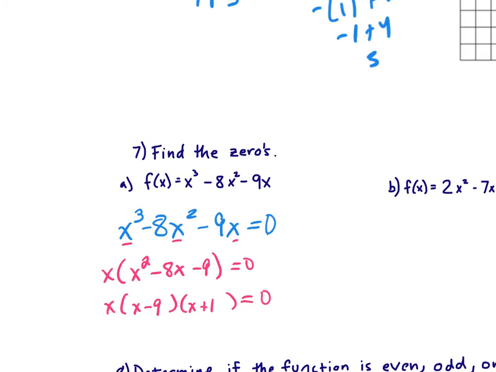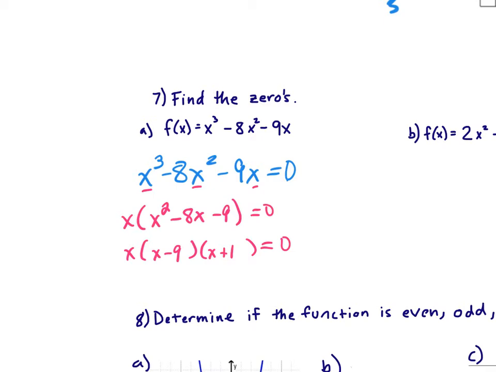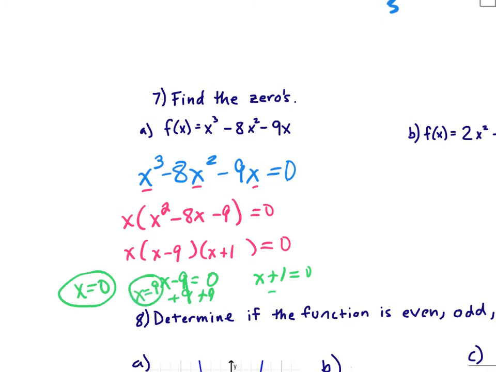And now what do I do with each piece to find the zeros? I set each piece equal to what? You set each piece equal to 0. There you go. So if I solve this, I set each piece equal to 0, so x equals 0. Now I'm going to add 9 to both sides. So when I add 9 here, I get x equals positive 9, right? And then I'm going to subtract 1 from both sides, and I get x equals negative 1.